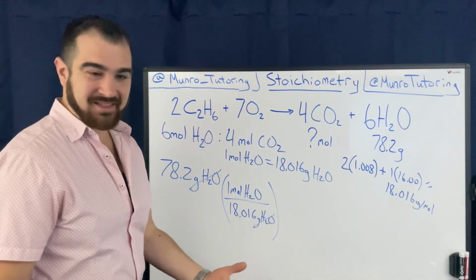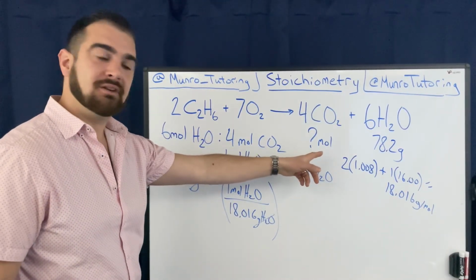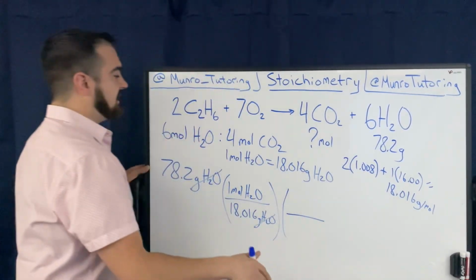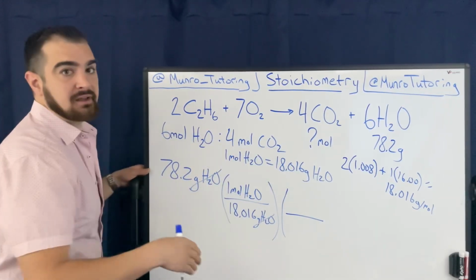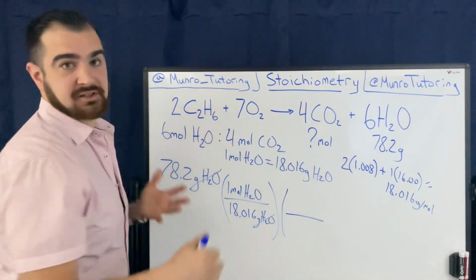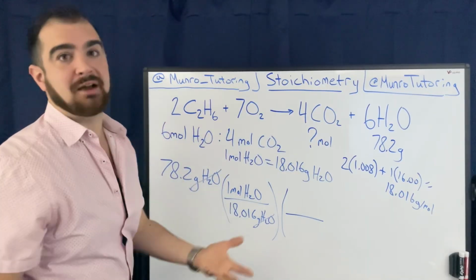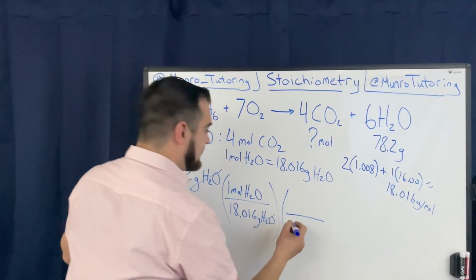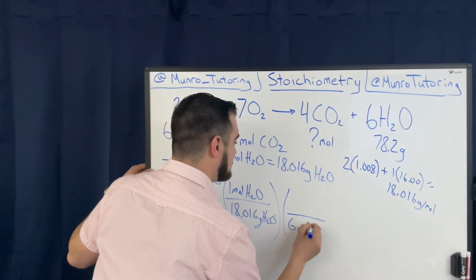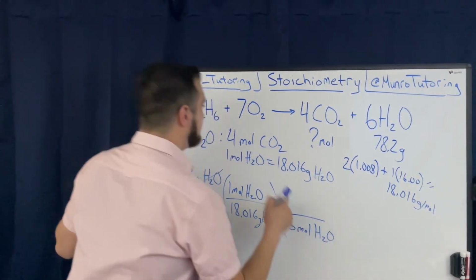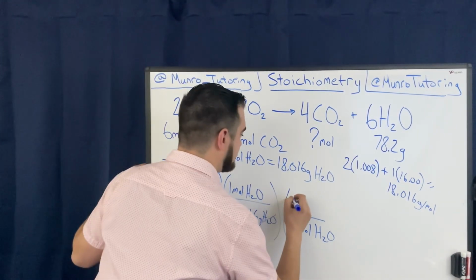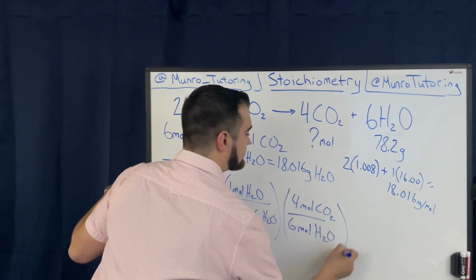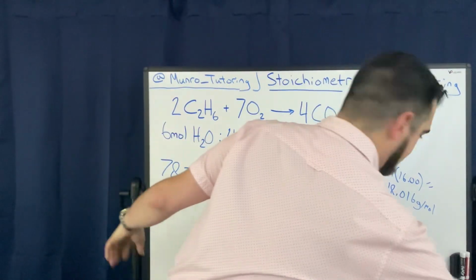But we're not being asked about that. We're being asked for moles of CO2. So I set up another parenthesis, and then what piece of information relates moles of water to moles of CO2? That's the coefficients from the balanced equation. And this part is what makes it stoichiometry, right? So let's plug this stuff in. We want to cancel moles of water, so we're going to do 6 moles of H2O for every 4 moles of CO2. Let's close that off and let's do this math.